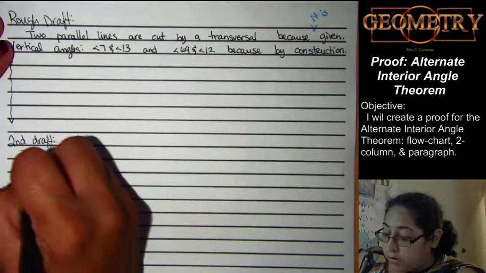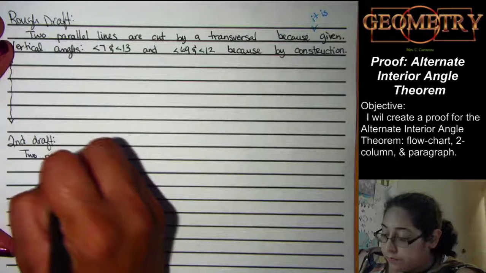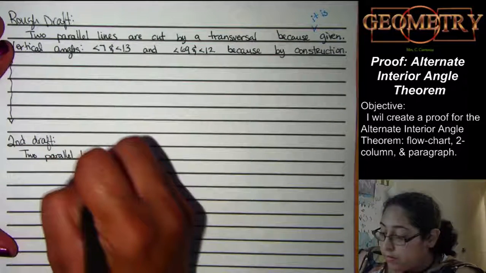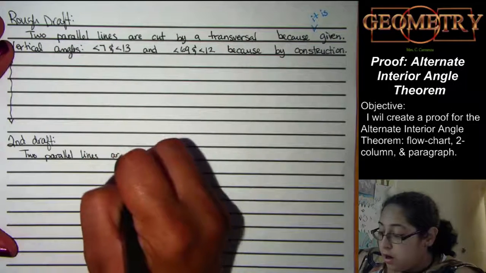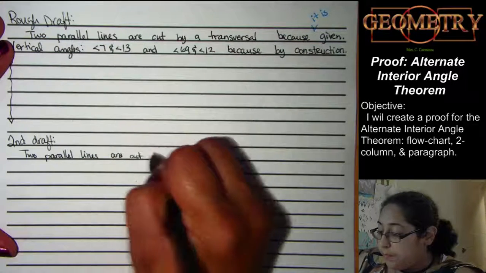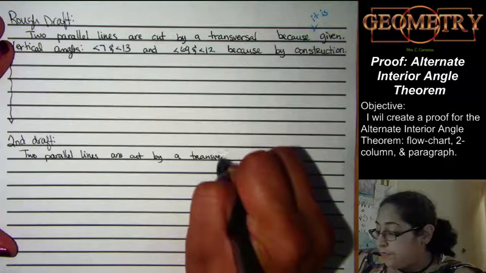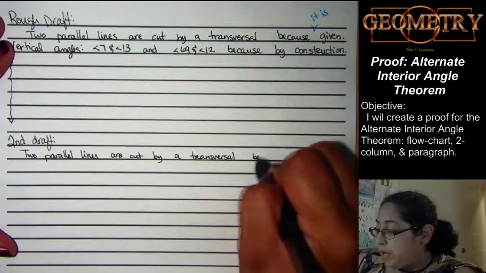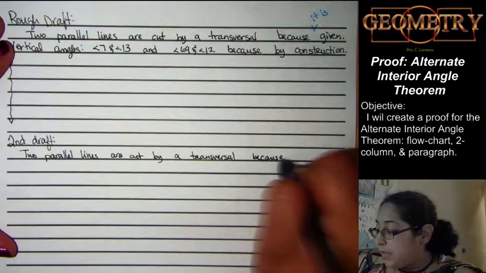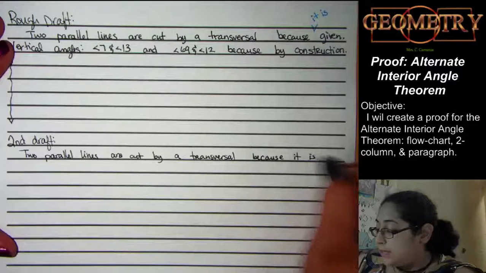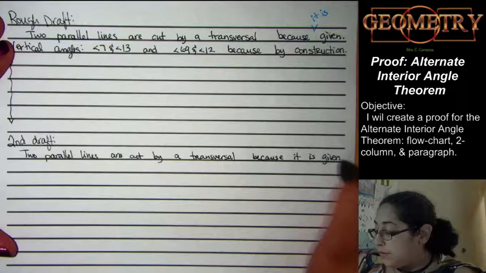And now I'm going to rewrite the sentence. Two parallel lines are cut by a transversal because it is given. Period.